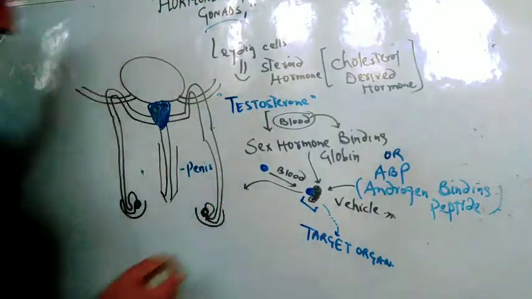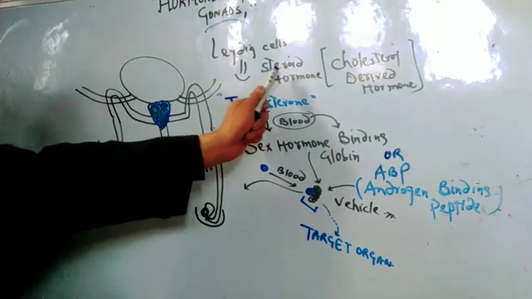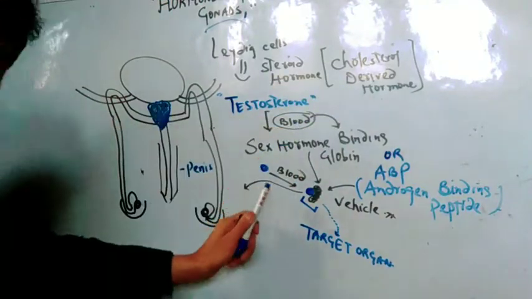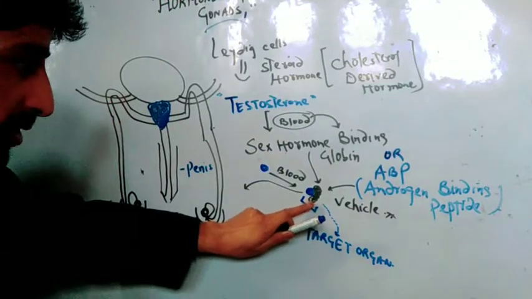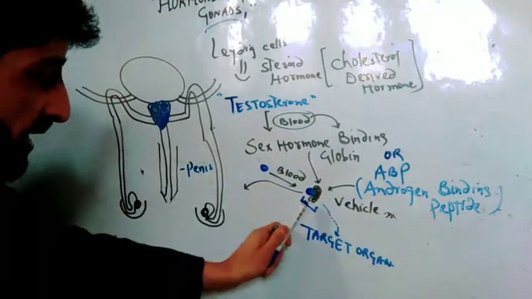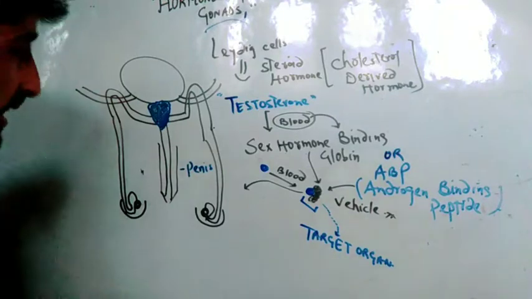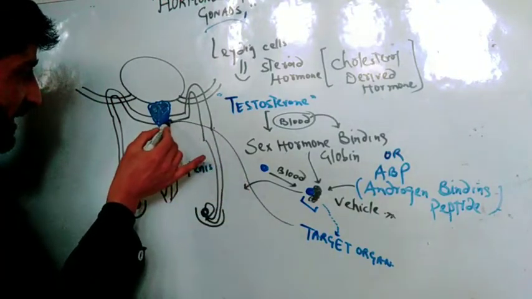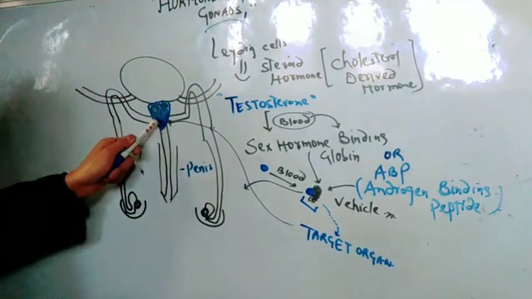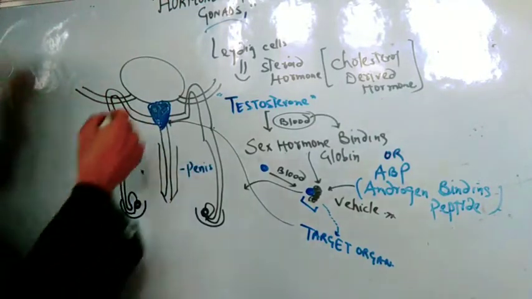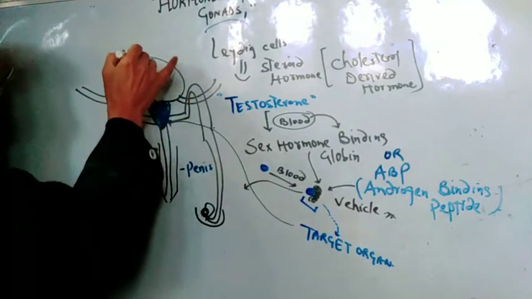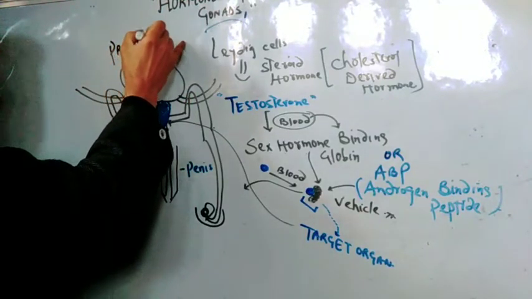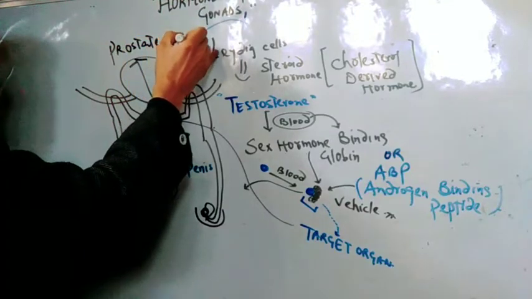Now, this testosterone hormone, that is a steroid hormone from cholesterol, is drained into the blood. In the blood, it binds its carrier molecule. The carrier molecule here is androgen binding peptide and it is transported up to the target cell. Let us suppose the target structure here is this gland. This gland is known as the prostate gland.